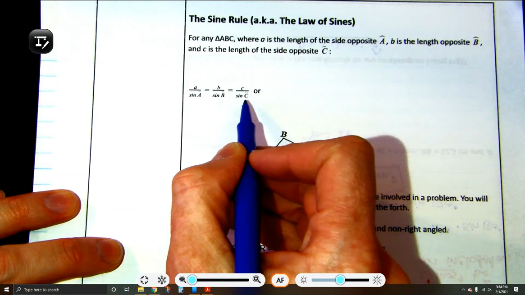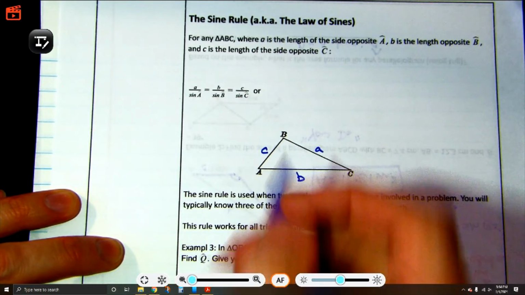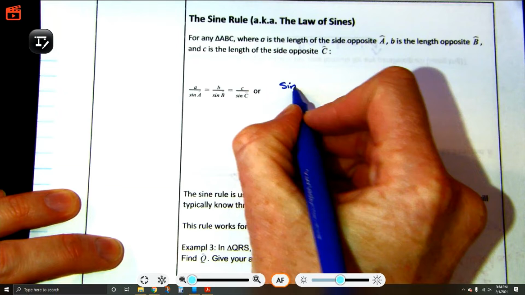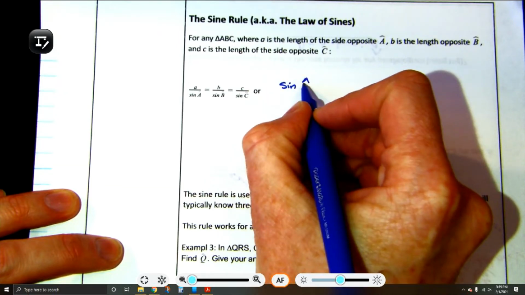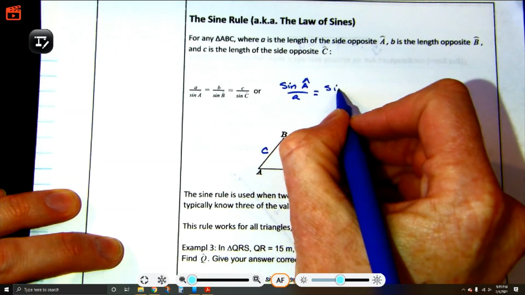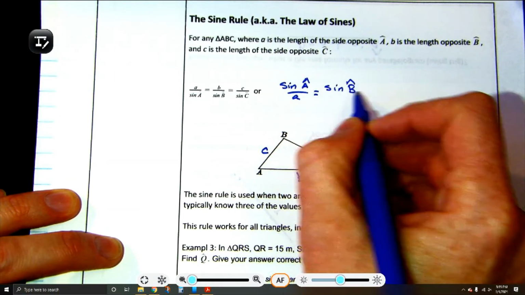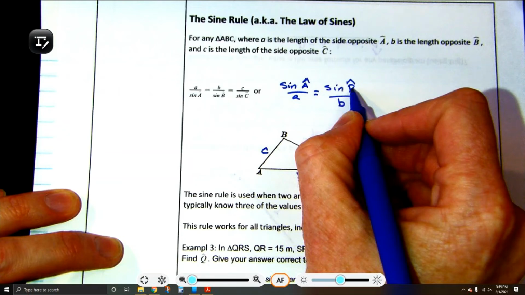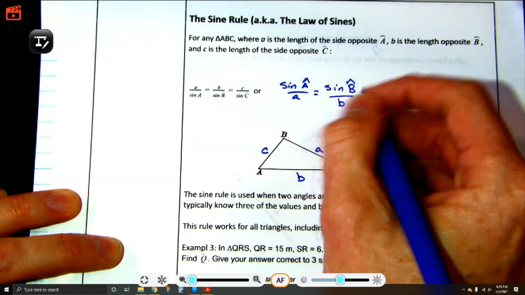Or some people write it like this. They'll do the sines on top and the sides on the bottom, and that's okay. So it might be confusing what you're listening to me say, but it's sine of angle B over side B. So be careful that you understand exactly what I'm saying there.